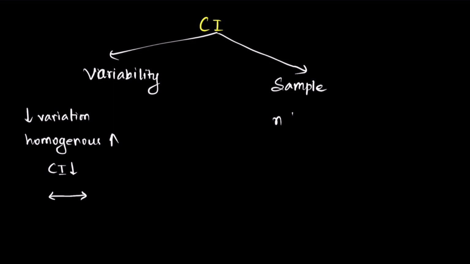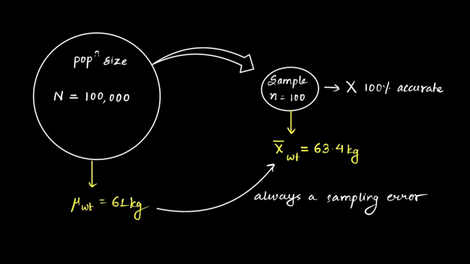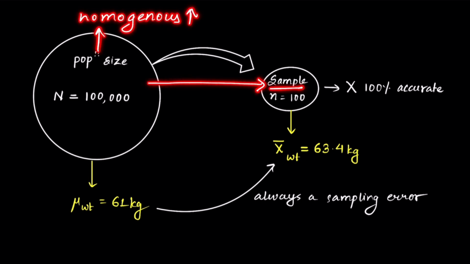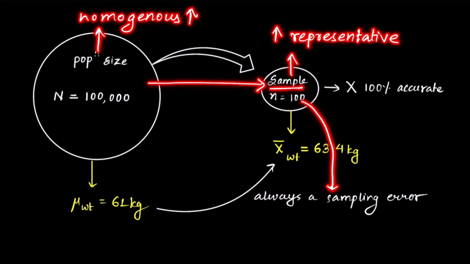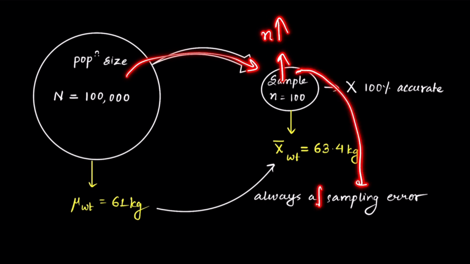Next, the greater the sample size, the smaller the confidence interval. Let me explain it to you. See, first thing is, the more homogeneous the population is, the more representative the sample is going to be. The more representative the sample is going to be, the less sampling error we are going to have. Similarly, the larger the sample size, the less the sampling error.